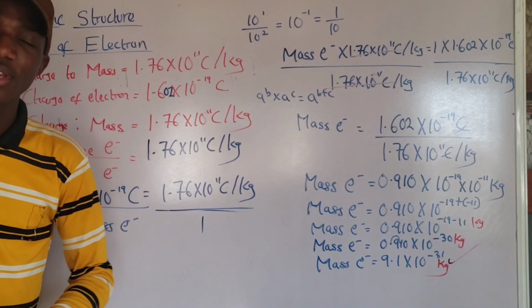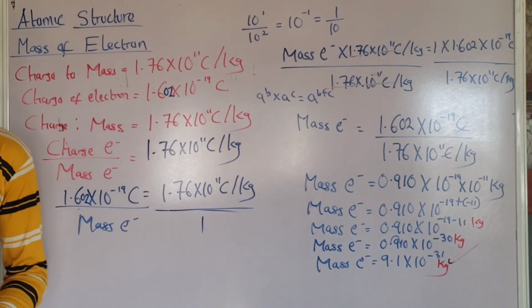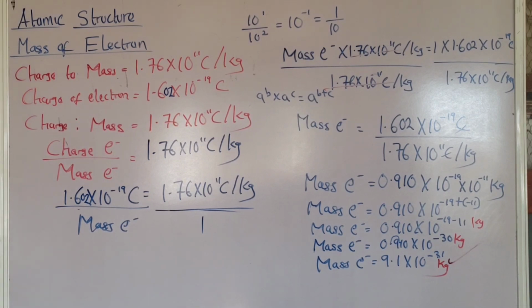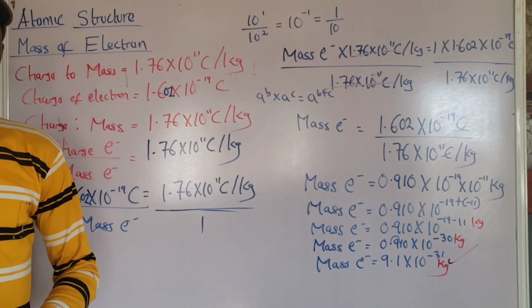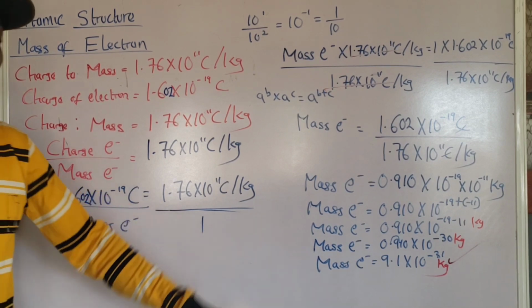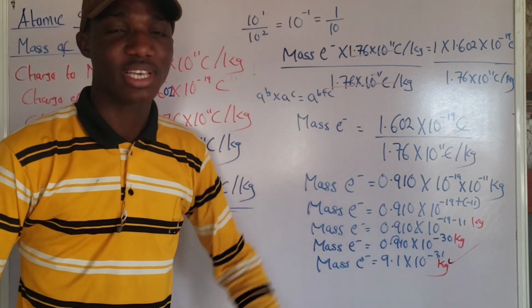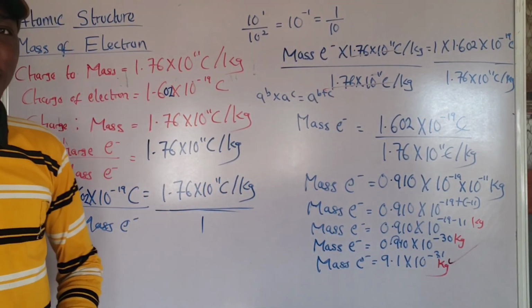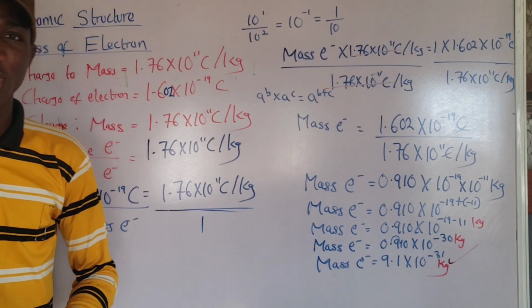So don't forget this. The ratio of charge to mass of electron is 1.76 times 10 raised to the power of 11 coulomb per kilogram. The charge of electron as discovered by Hal A. Millikan from his oil drop experiment is 1.602 times 10 raised to the power of negative 19 coulomb. You understand? And for the mass of electron, we obtain it as 9.1 times 10 raised to the power of negative 31. Okay, kilogram. So that will be all for this class.